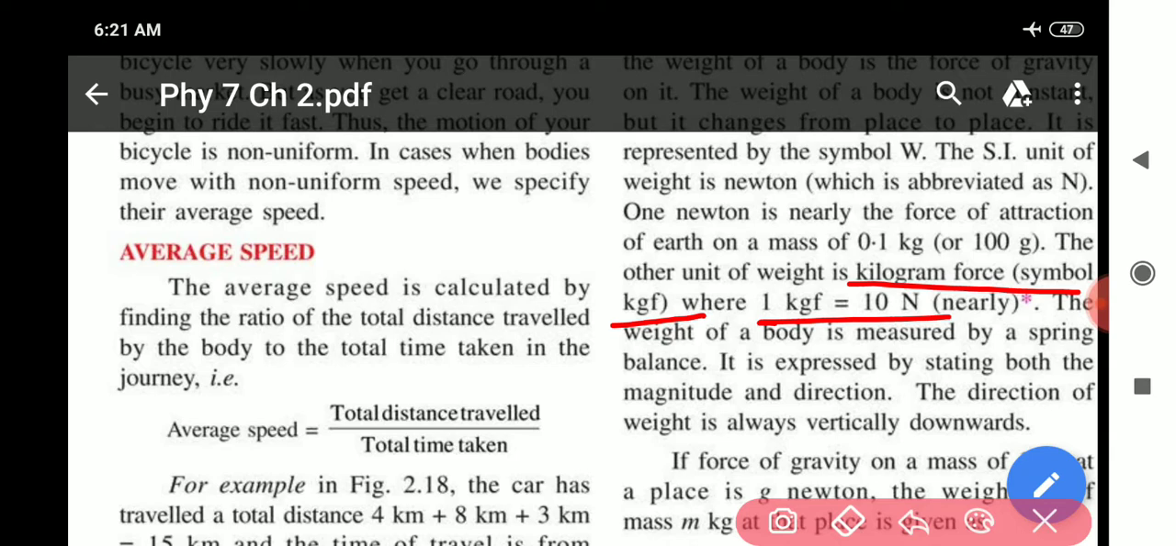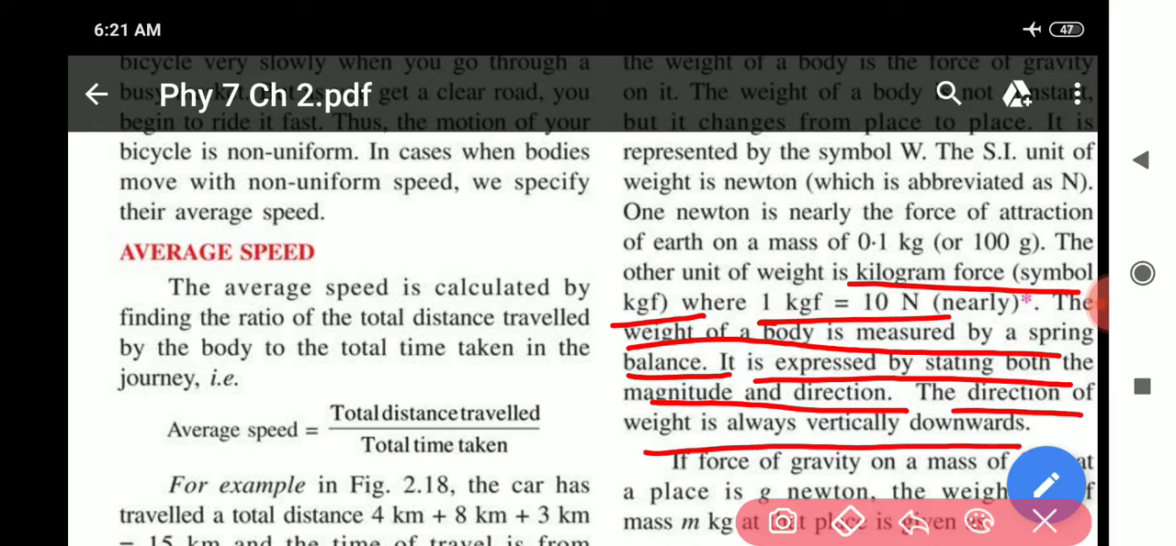The weight of the body is measured by a spring balance. It is expressed by stating both the magnitude and direction. In case of weight, direction is very important, and the direction of weight is always vertically downward. This 1 kgf equals 10 Newton nearly, that is the approximate value.